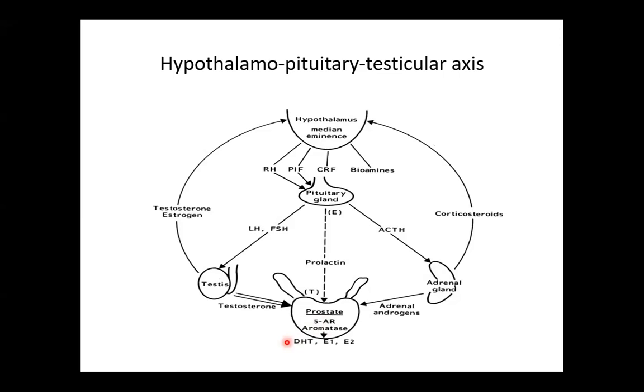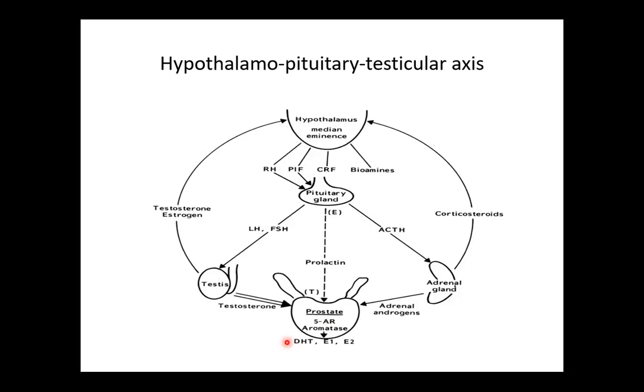The other thing I want you to appreciate is that testosterone and estrogen also have a negative feedback effect on the hypothalamus. And the testis produces 95% of the androgens, and the adrenal gland produces 5%. So the adrenal gland also has a contribution of the androgens.